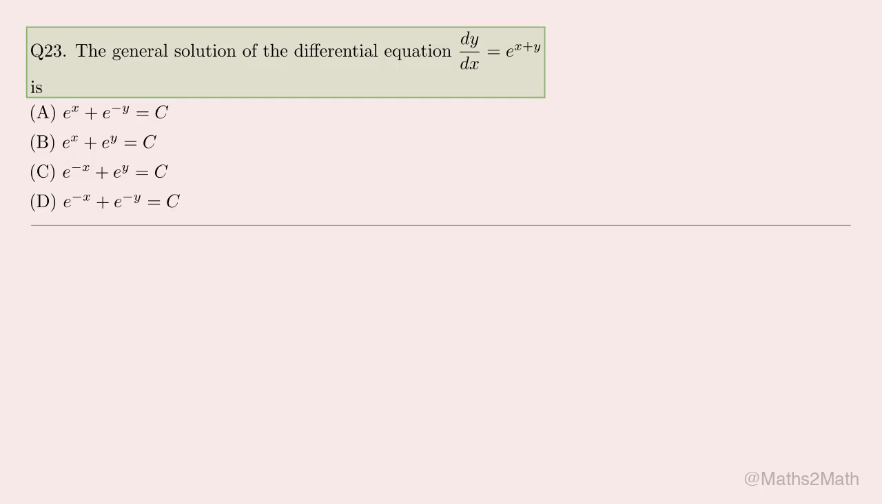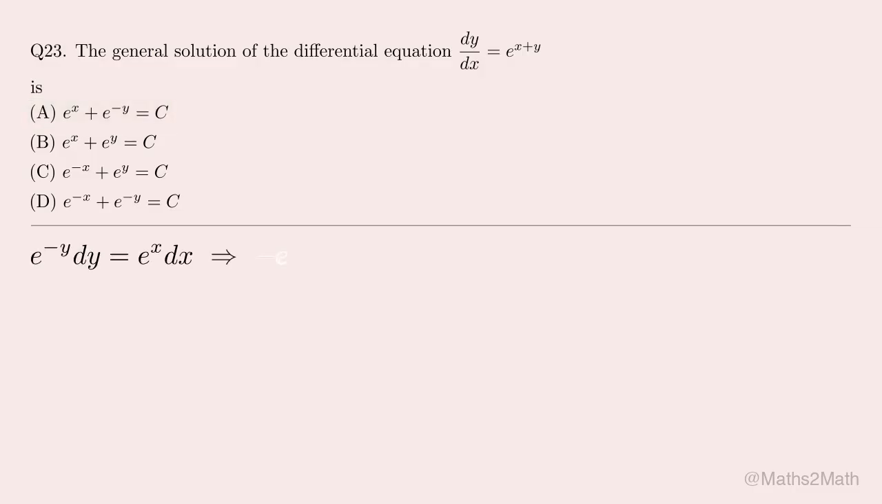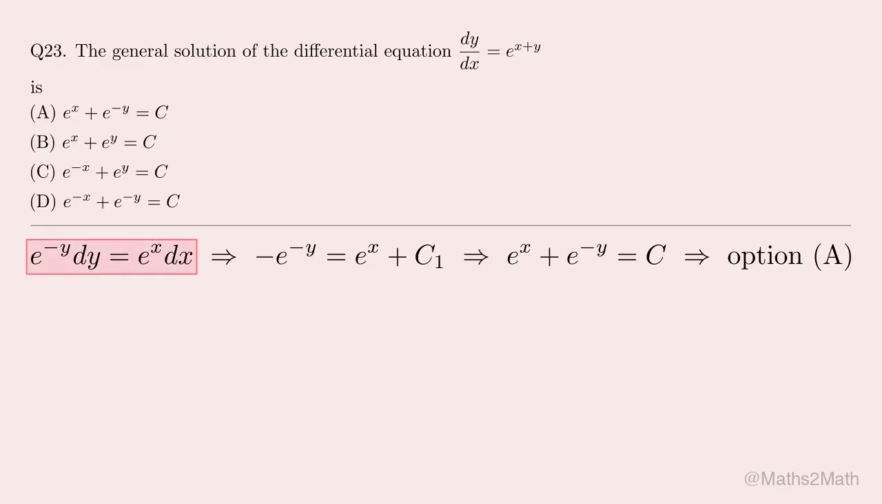Question 23, the final one, multiple choice. Split the exponent and separate. e to the minus y on the left. Separating gives e to the minus y dy equals e to the x dx. Integrating and rearranging gives option A.